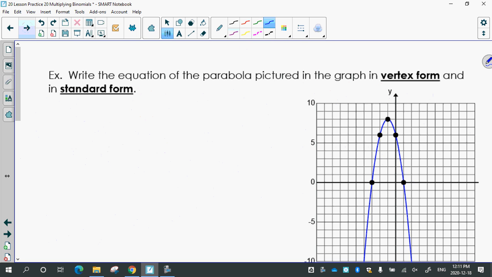So here we have a question where we're given a graph, and we want to write the equation of the parabola in vertex form and in standard form. Okay, so first, from this morning, see if you can figure out how to write it in vertex form. So you need to know A, H, and K, or the vertex and the step number.